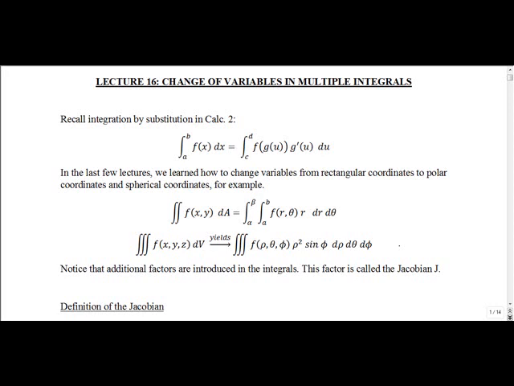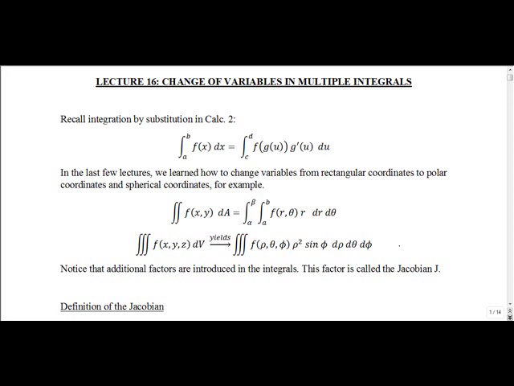Today we are looking at the last section of multiple integrals. What are we going to do here? We're going to learn how to change variables. Now you have already done a bit of that in the previous lectures. We have changed the x and y rectangular coordinates to polar coordinates in double integration. And in triple integration we have also changed to cylindrical and spherical coordinates.